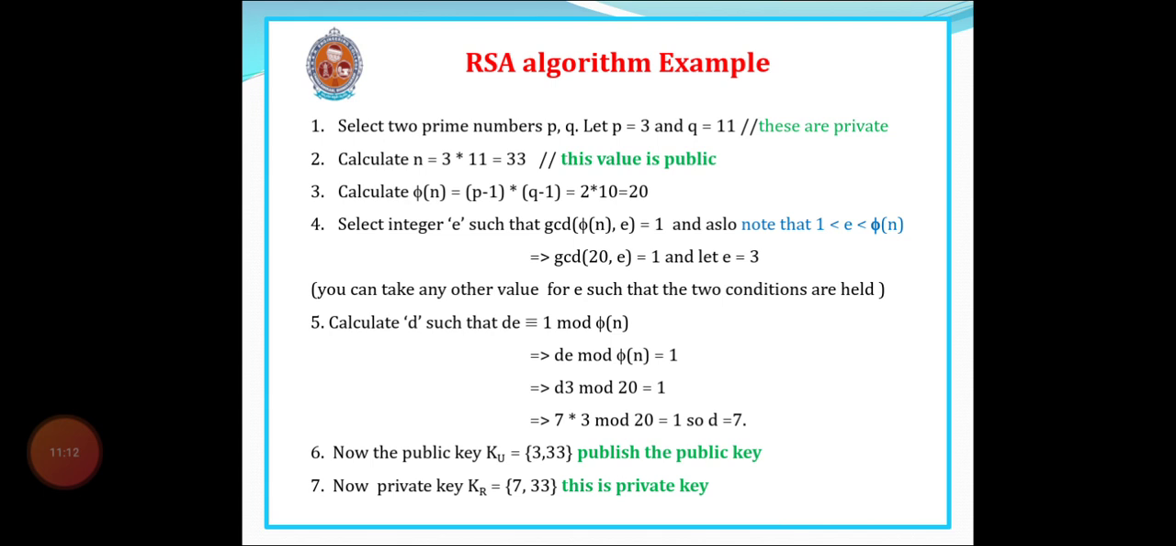Now we have formed the keys. What is the public key? Public key is a combination of e comma n. What is e? 3. What is n? 33. So 3 comma 33 is the public key, and we have to publish it. Now the private key equal to d comma n. The d value is the calculated value and it is 7. So 7 comma 33 is the private key.